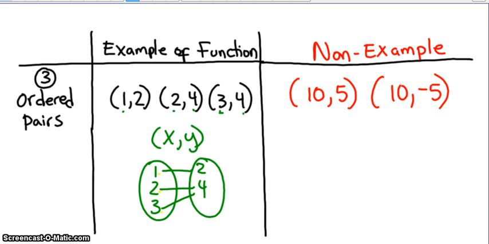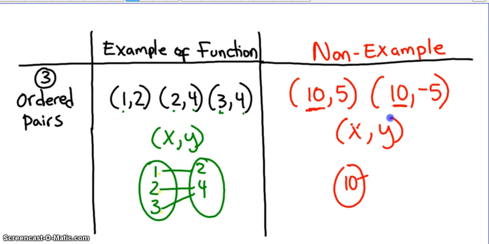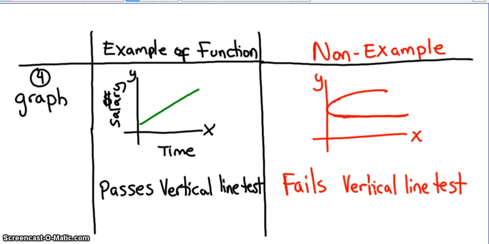On the other hand, if I look at this non-example, we have a problem here because here we have an x, comma, y, but there are some x's repeating themselves. Let me show you what that means again. Here I have 10 going to 5, and 10 is also going to -5 in my output circle. So whenever you see the x's repeating, you know that it's not going to be a function as you're looking at ordered pairs. Okay? Next, we're going to do graphs.